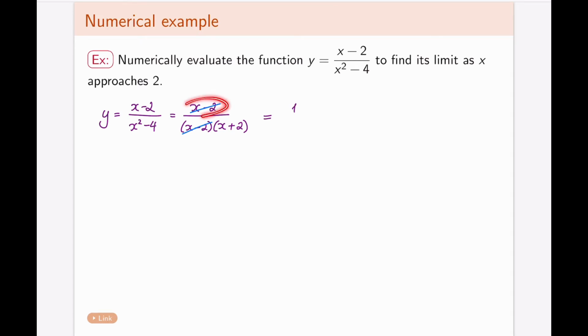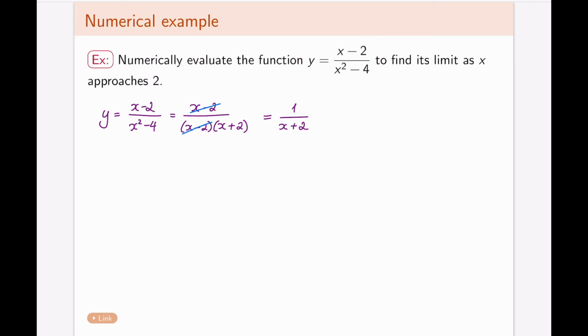Don't forget that just because you cancel the entire top doesn't mean that it's now 0. There's a factor of 1 present there at all times, divided by x plus 2. So what that means is that our function is actually the same as this simpler looking one, except there is one very important difference.